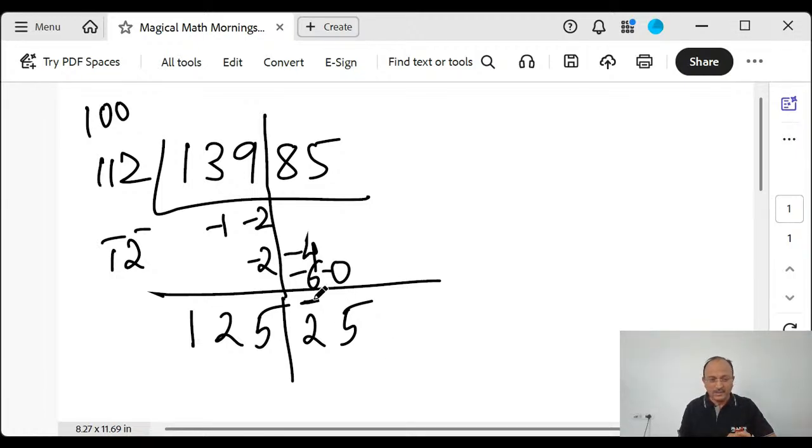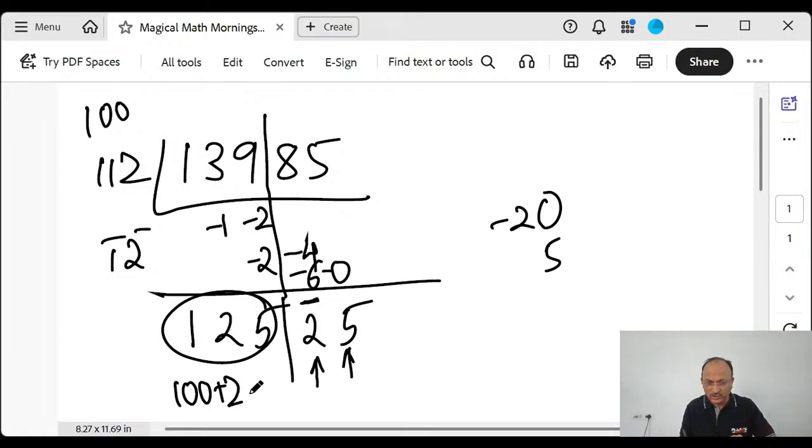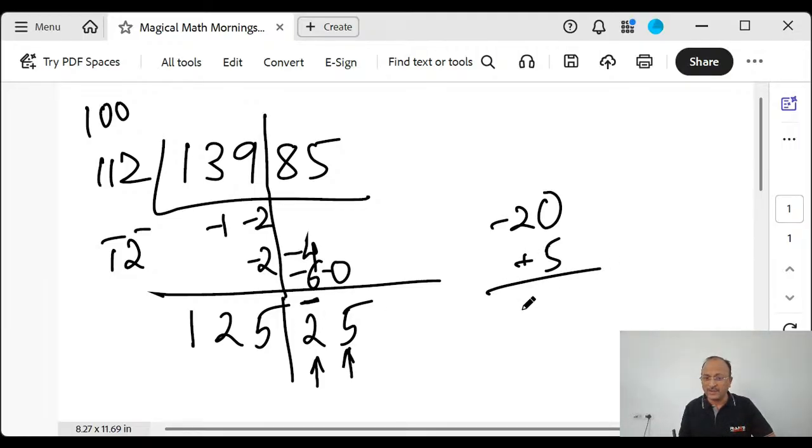Now understand this step. 2 bar means what? Minus 2. What is the place value of this? It is minus 20. What is the place value of this? 5. It is just like 125, what do we do? 100 plus 20 plus 5. Correct? No? So 25 means 20 plus 5. But here 2 is negative. Therefore, minus 20 plus 5 we will do. So what we'll get? Minus 15.